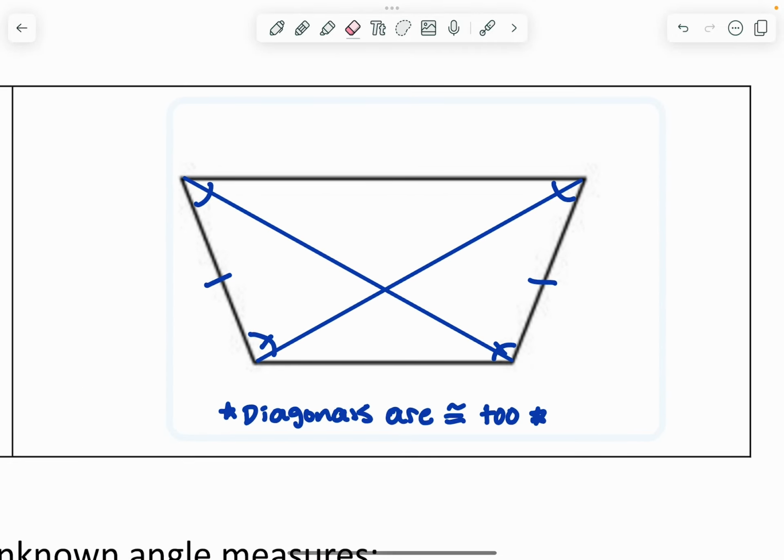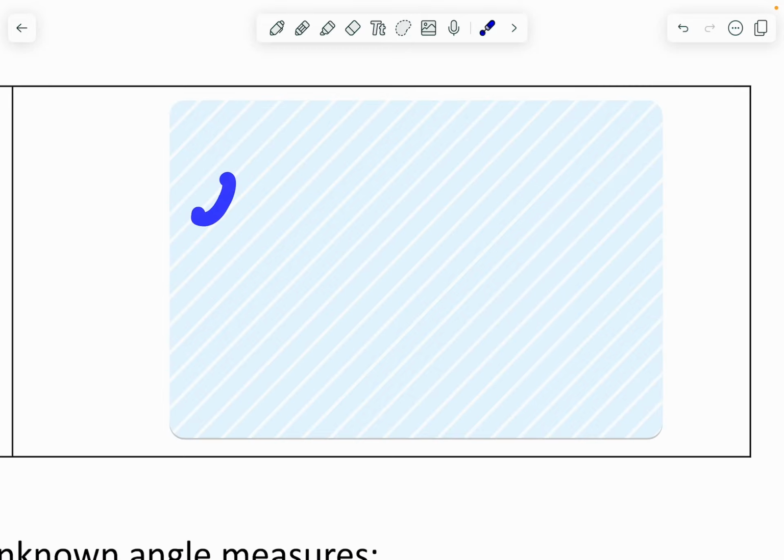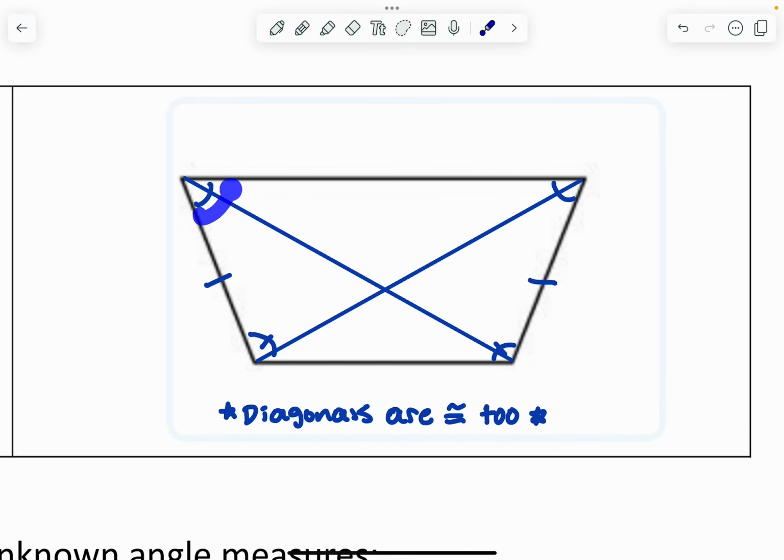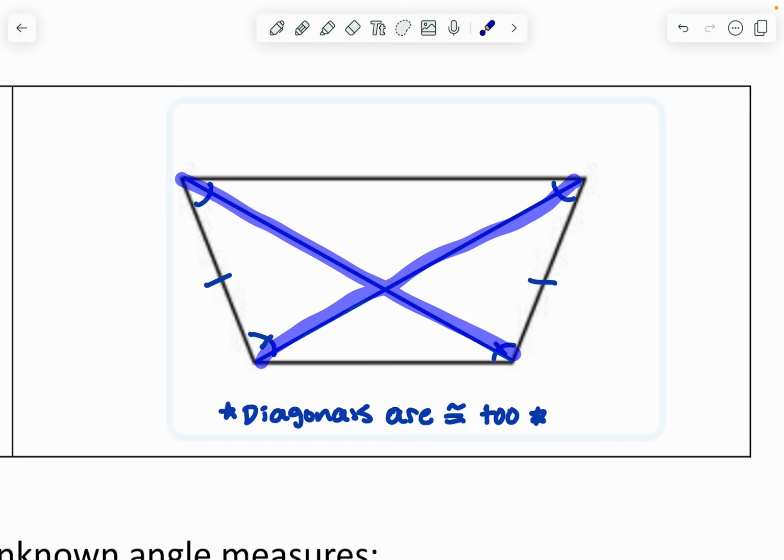Here's everything that we need. First off, the fact that this is a trapezoid, that those two sides are parallel, those will be our bases. Then, if the non-parallel sides are congruent, that's enough to call this isosceles. If the base angles are congruent, that's enough to say that this is isosceles. If the diagonals are congruent, that's enough to say that this is isosceles.